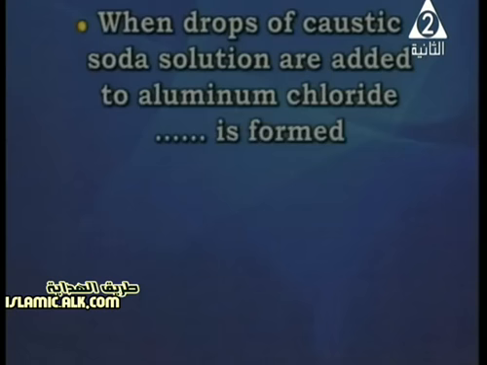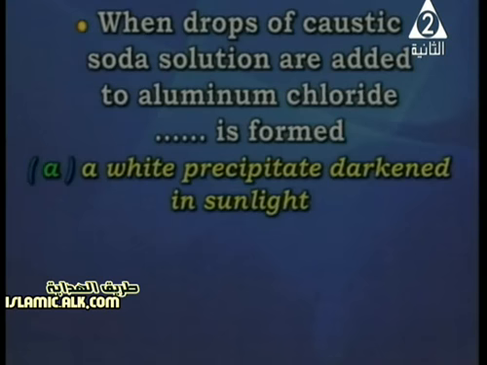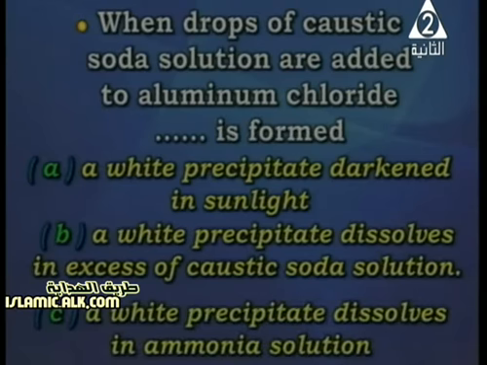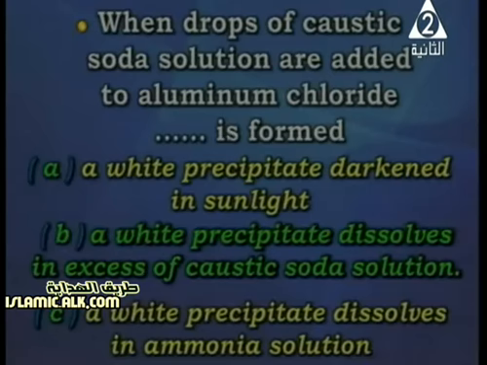Next point, when drops of caustic soda solution are added to aluminum chloride, what is formed? Is it a white precipitate darkened in sunlight, or a white precipitate that dissolves in excess of caustic soda solution, or a white precipitate that dissolves in ammonia solution? If you write the chemical equation, you will find that the answer will be a white precipitate that dissolves in excess of caustic soda solution.